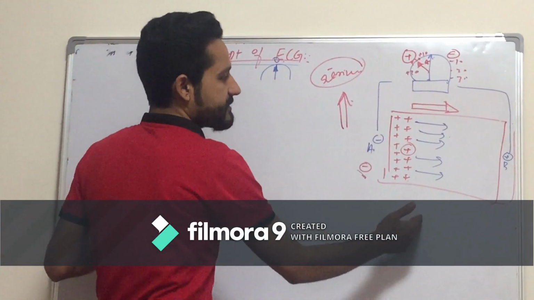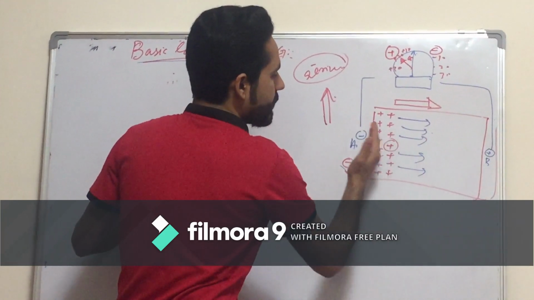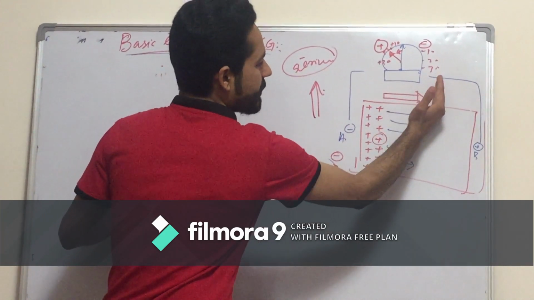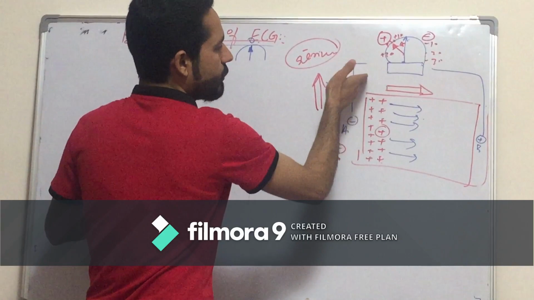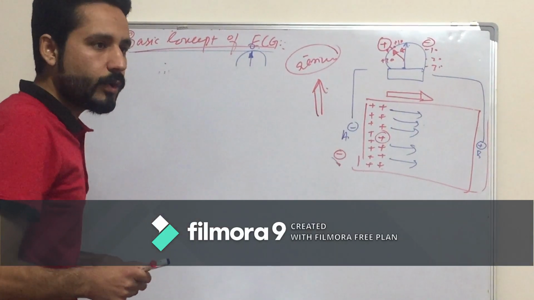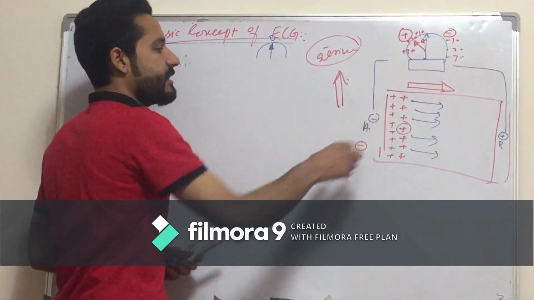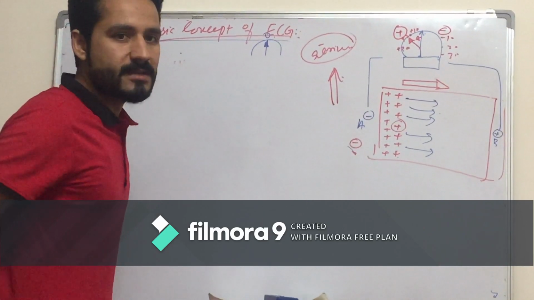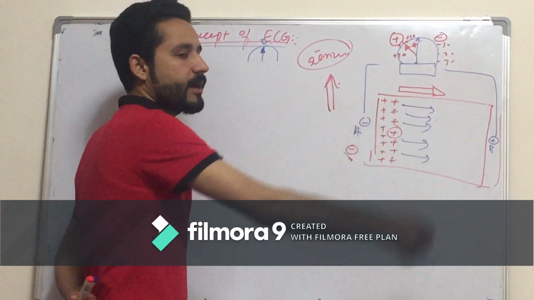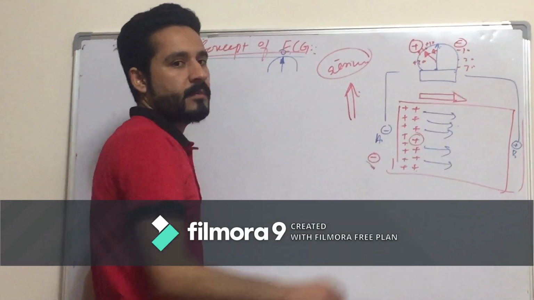And the same is the case when the charge moves from the positive terminal towards the negative: the direction of the vector is from B to A. Now suppose this is an atrial cell, which is a thin cell, or we can say there is a small number of myocardial cells inside this myocardium.